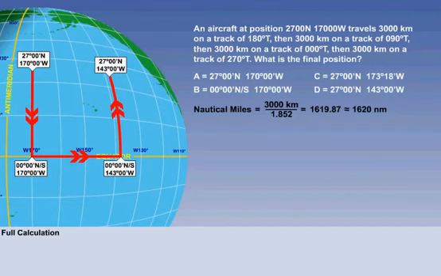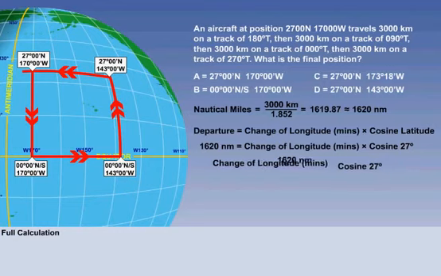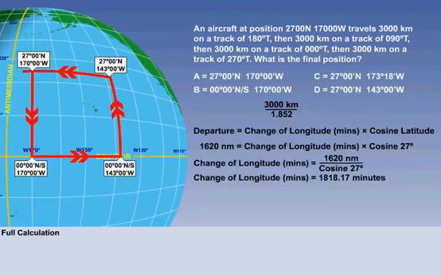Now we need to fly 1,620 nautical miles westwards. We have to convert this to departure. As always, substitute in what you know. In this case, it's the departure, 1,620 nautical miles, and the latitude, 27 degrees. Rearrange in the usual way to give 1,818.17 minutes of change of longitude.